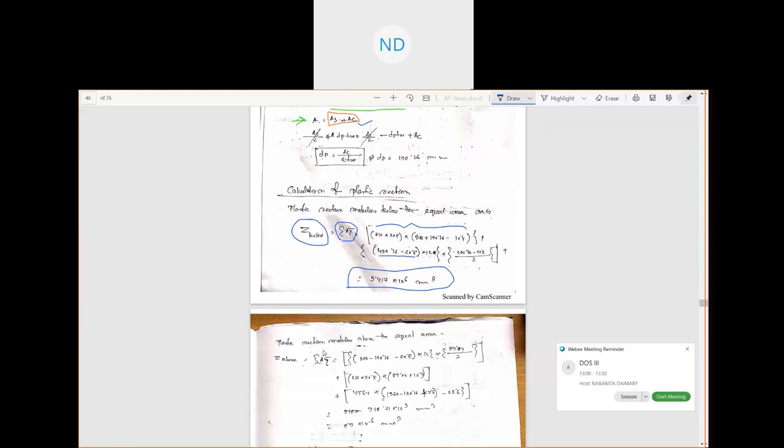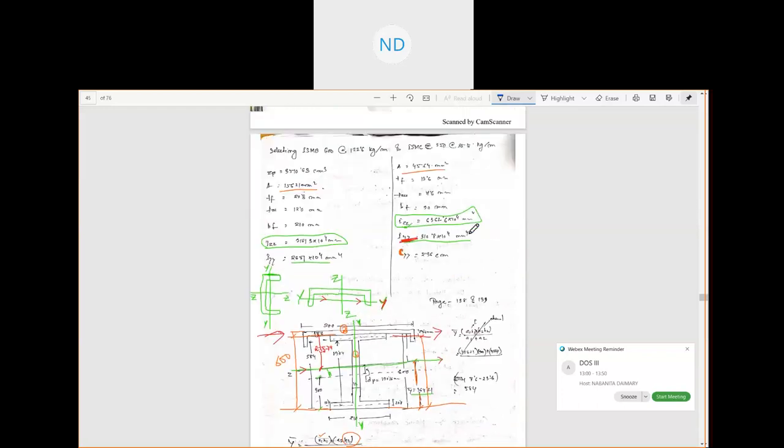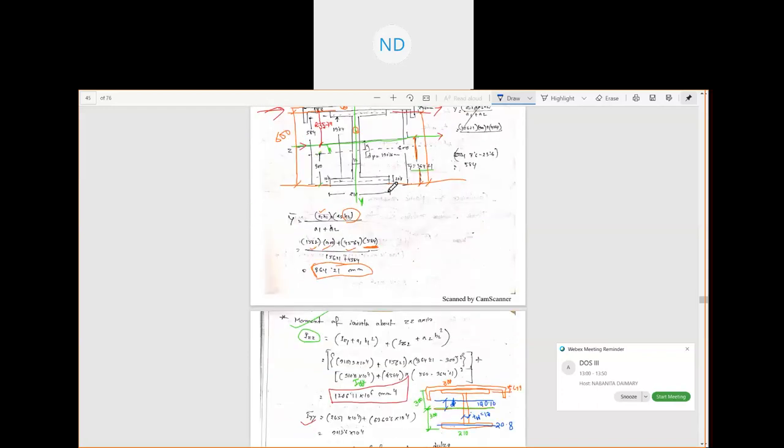Now, what will the plastic section modulus above the equal area ratio be? Above this blue line there is a tiny web portion, then the flange portion, and the channel section. So three parts are here. The area of the channel section is already known to us, 4564 centimeter square.